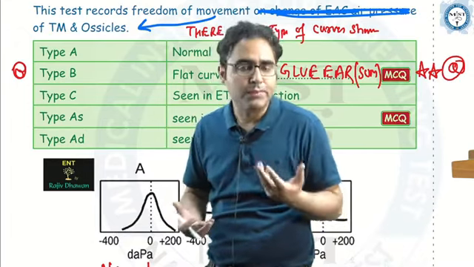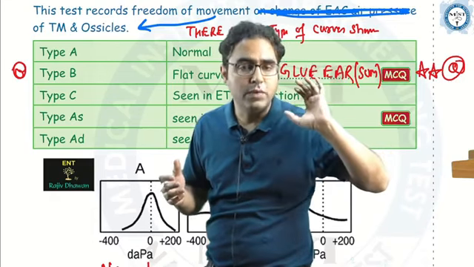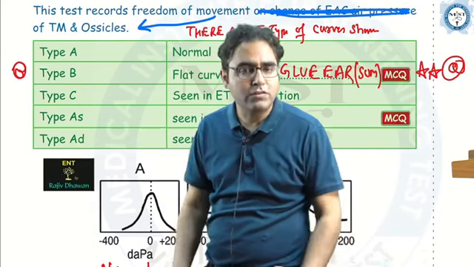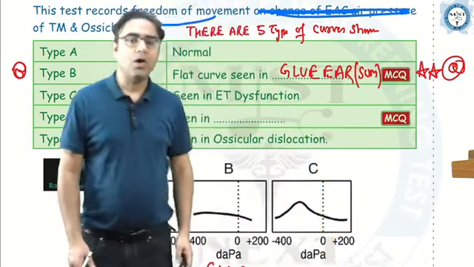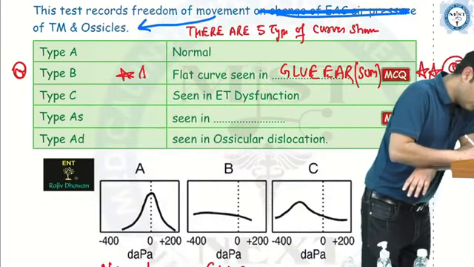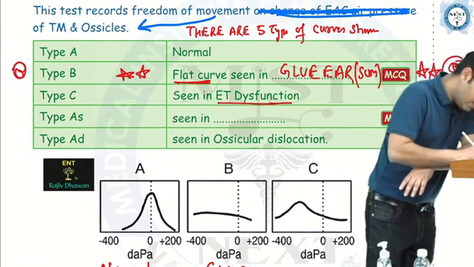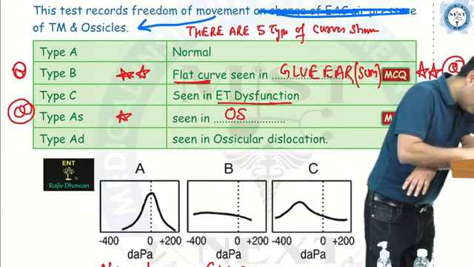It's a logical thing. If your middle ear is full of glue, you remember that video? Fevicol-like glue. Will that thick glue allow any kind of movement in your system? No. So type B curve is seen in glue ear or serous otitis media. It's a flat curve. You should not forget this, flat curve. Type C curve, eustachian tube dysfunction. AS curve is another question. Type AS curve is seen in otosclerosis.